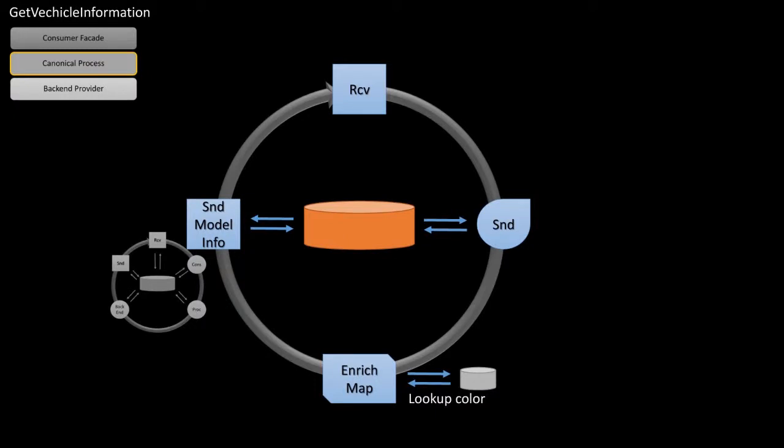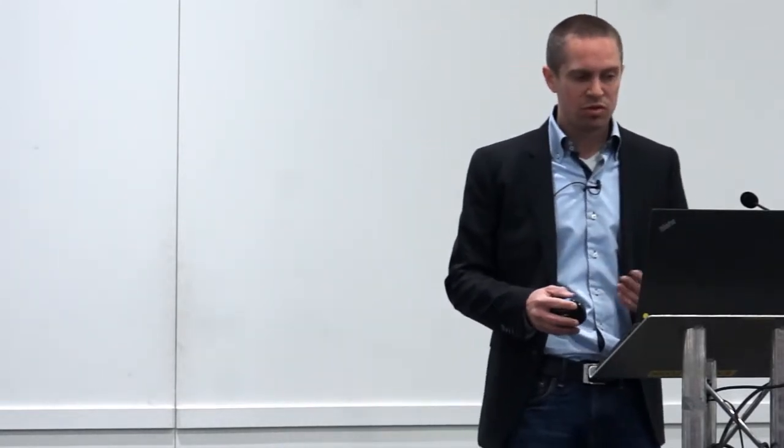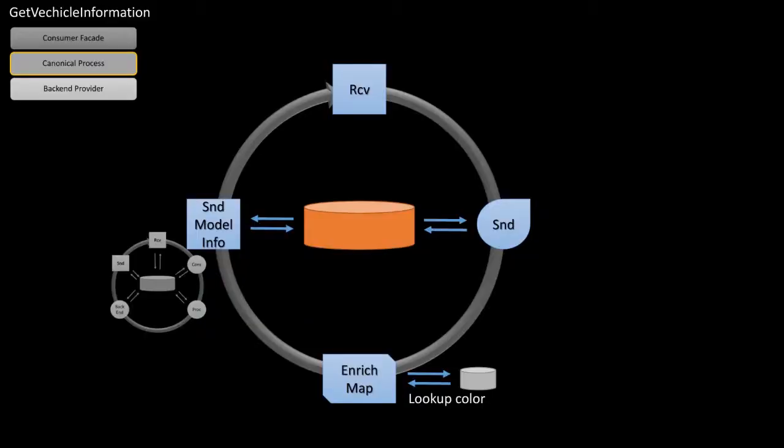So information about the weight and the height of the car, how many horsepower are in the engine, or how much fuel it uses, those kinds of things. You really need to combine those to return a result to the requester. And we're also using a map here, because what we get returned is a color code. We need to look up a color, and we need to return that as well. So that's basically part of the scenario.